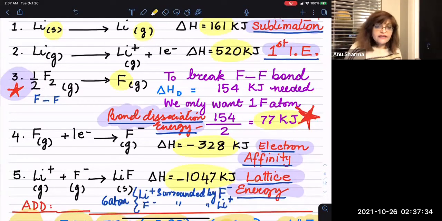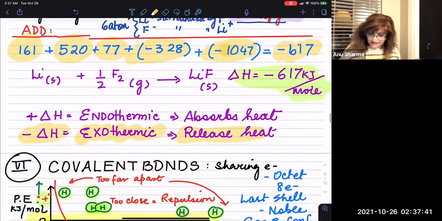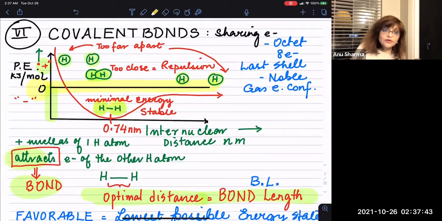Is it electron affinity? Is it bond dissociation, lattice energy, the energy of sublimation? What is it? So that's what it is. Okay, next is the covalent compounds. How are these covalent compounds formed?